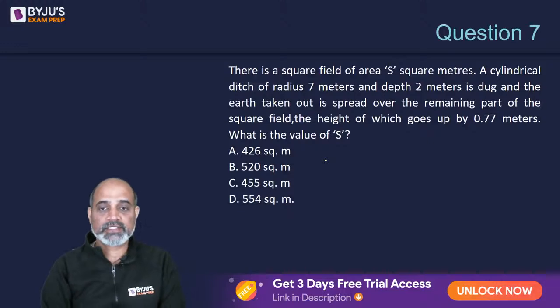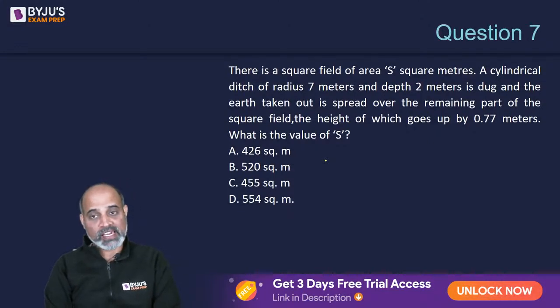Okay, next. There is a square field of area S square meters, a cylindrical ditch of radius 7 meters and depth 2 meters is dug, and the earth taken out is spread over the remaining part of the square field, the height of which goes up by 0.77 meters. What is the value of S?